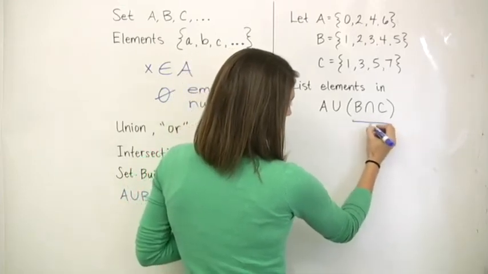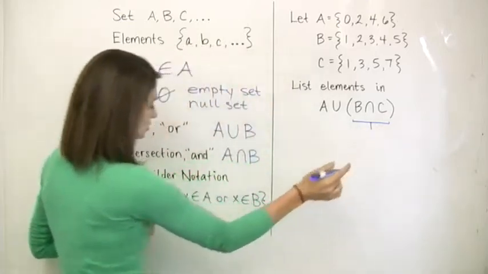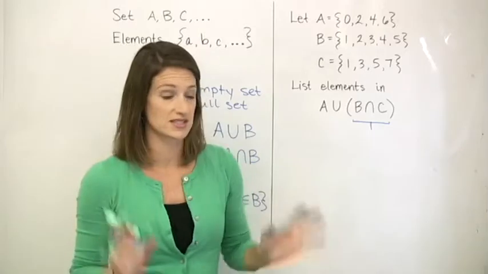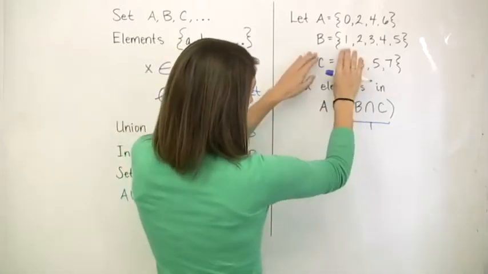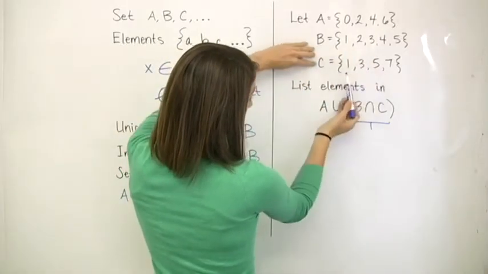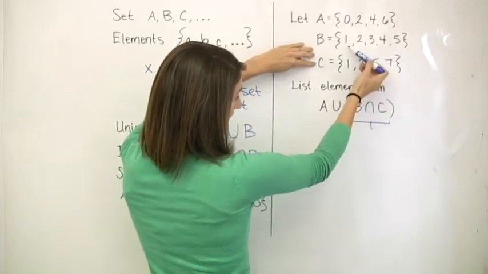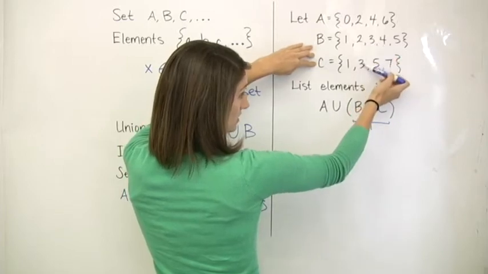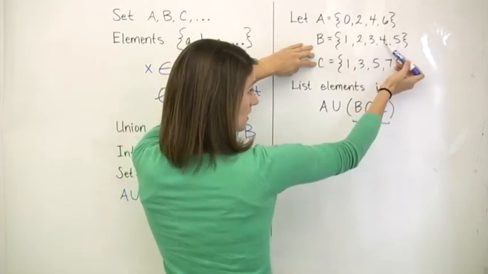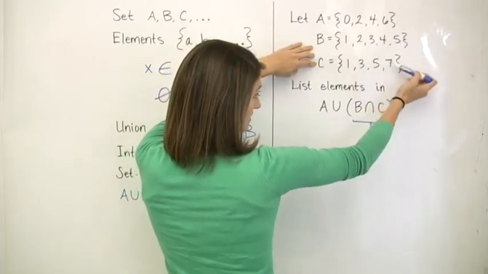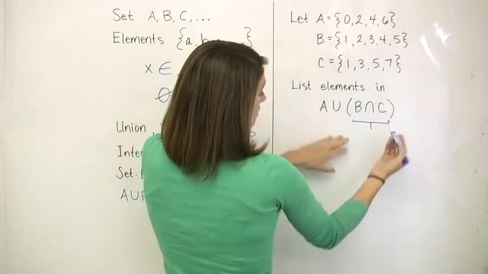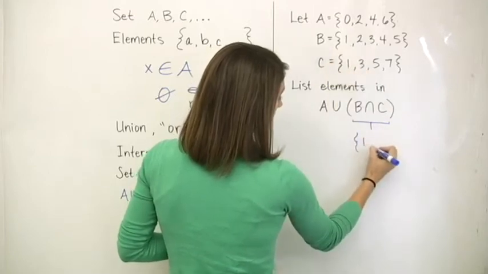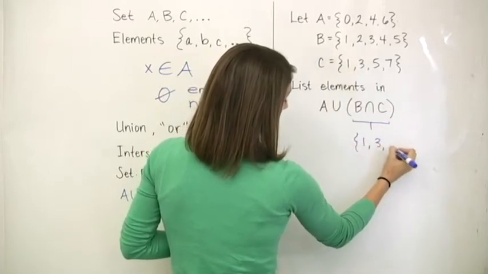So here, if we're dealing with the intersection, we're looking for all of the elements that are contained in both sets. So looking up here for set B and then comparing it to set C, we have 1 in both sets, 2 is not, but 3 is in both sets, 4 is not, 5 is in both sets, and 7 is not. So this set is 1, 3, and 5.